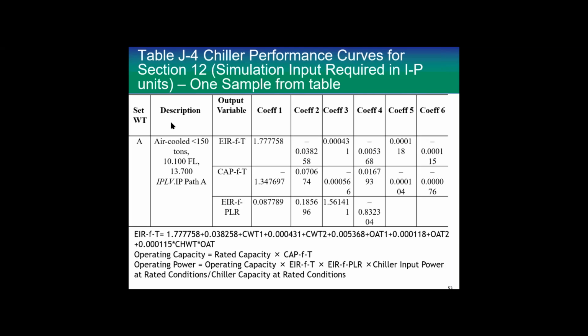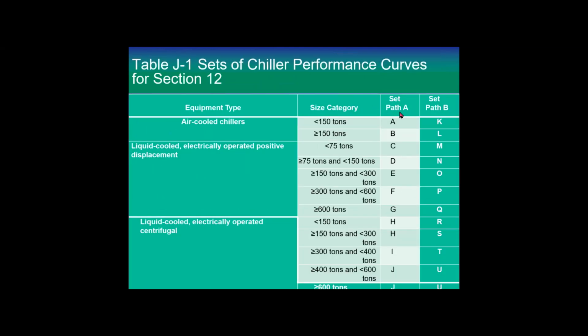So this top part, set A, set path B, does tie directly to the efficiency table, but A and K are... A does not tie to this A. It's just the first one listed. So I hope I got that where you can understand it. It does tie back to the efficiencies on those paths, but each one of those chillers has its own set of curves.